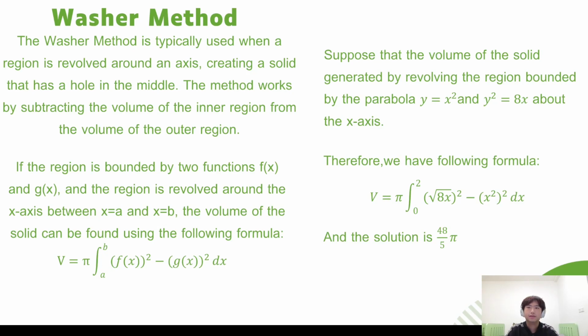And suppose we want the volume of the solid generated by revolving the region bounded by the parabola y equal to x squared and y squared equal to 8x about the x-axis. Therefore, we have the following formula. And the solution is 48 pi over 5.